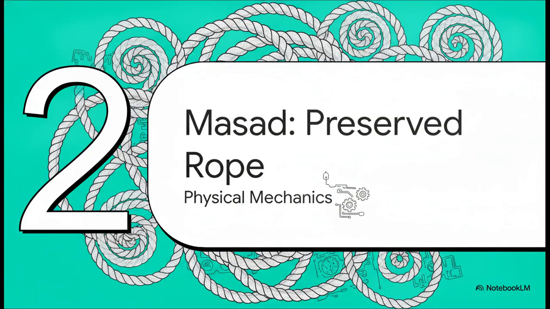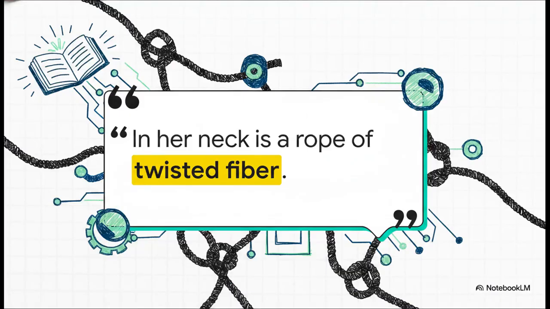Moving on to Section 2, Masad, the preserved rope, and its physical mechanics. Okay, now that we're picturing the text as this interlocking armor, we need to understand the physical mechanics holding this memory together. And that starts with a twisted rope. Verse 111:5 reads, "In her neck is a rope of twisted fiber," using the word masad. Now, traditionally, people usually read this merely as an image of punishment, but the structural analysis in our sources reveals something way deeper. This is a profound topology of binding and continuity.